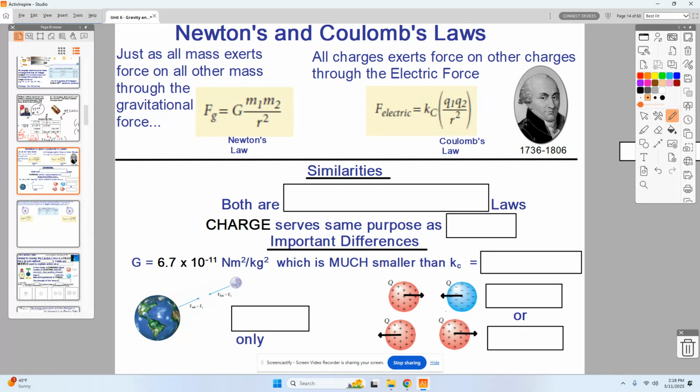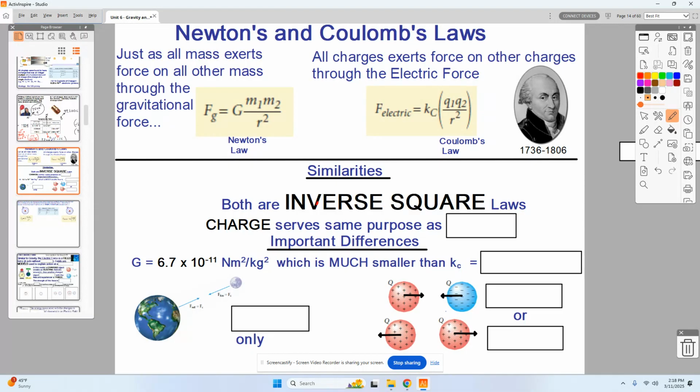These are inverse square laws. And since we've seen inverse square laws numerous times now, you should be pretty comfortable with that. You double the distance between two charged objects, what happens to the force? Double the distance, 4 times smaller, right? So increase D or increase R, this force goes down by a factor of 4. Triple the distance, goes down by a factor of 9. So inverse square laws. Charge here serves the same purpose as mass. So if mass attracts other mass, charge can either attract or repel.